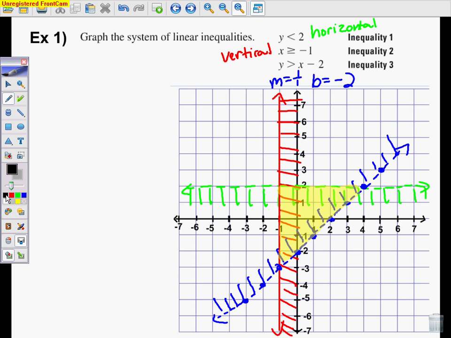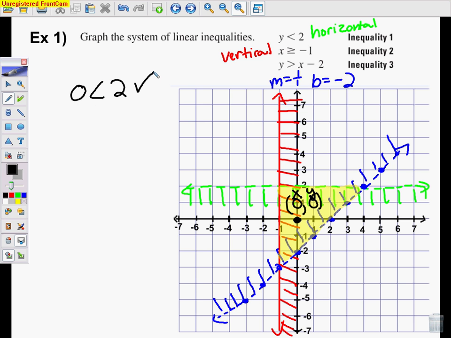You're done. Now, you could technically check your answer by picking a point in this region and making sure that it works in all three inequalities. So the point that I picked here is 0, 0, because, once again, it's in our solution region. So 0 for the x, 0 for the y. And when you plug those in, you should see that they work. When you plug it into the first inequality, you get 0 is less than 2, which is true.